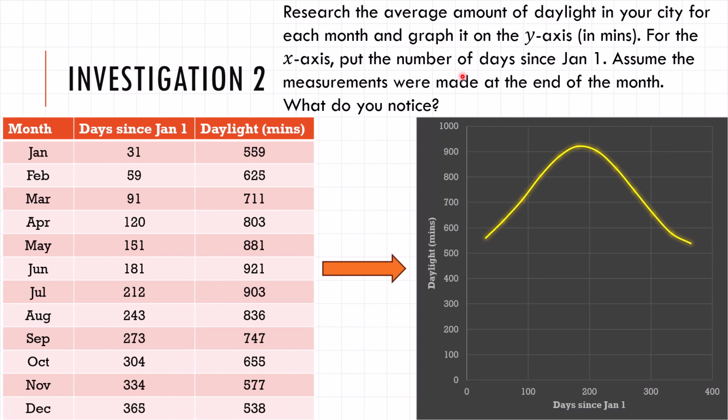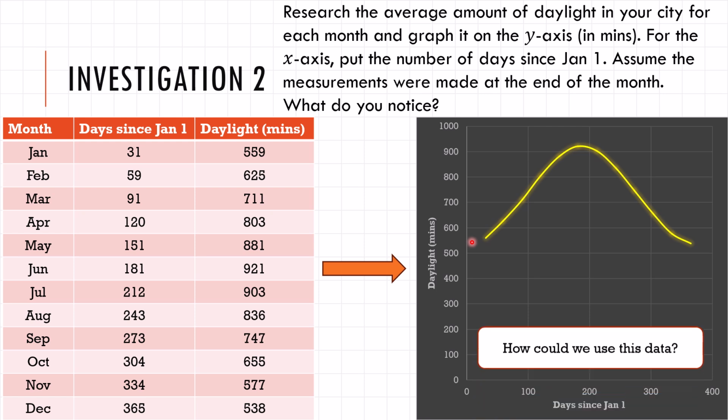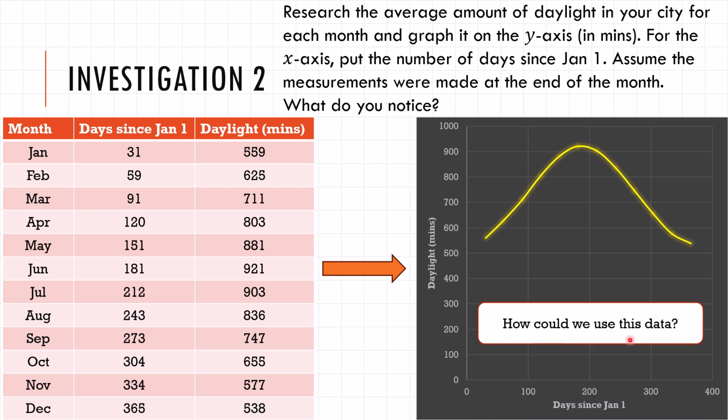In my graph, I don't know if you notice, but it seems like a wave pattern, like a sine wave almost. How could we use this data? That's the next thing to consider. Why would anybody bother making a graph out of something like this? And what use could it serve? So I'll invite you right now to pause the video and ask yourself this question. What could we use this data or this graph for?